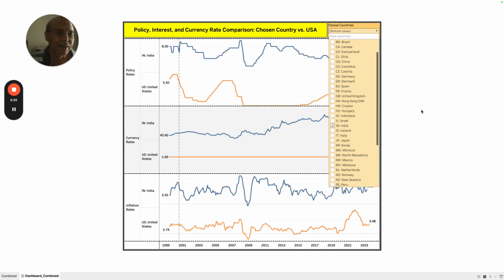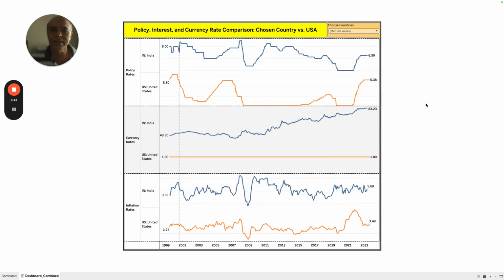So I'll pick India. When I pick India, I now start comparing the Indian policy rate versus the US policy rate and see how the Indian currency has moved against the US dollar. That is the main point here to discuss.